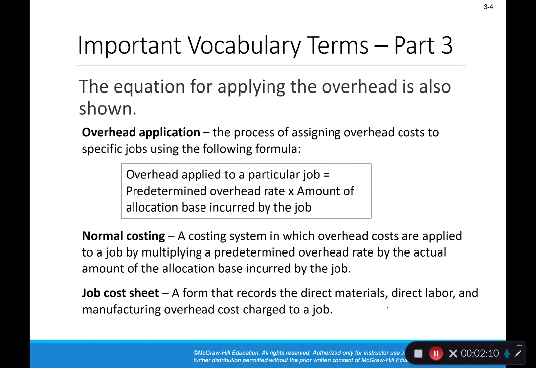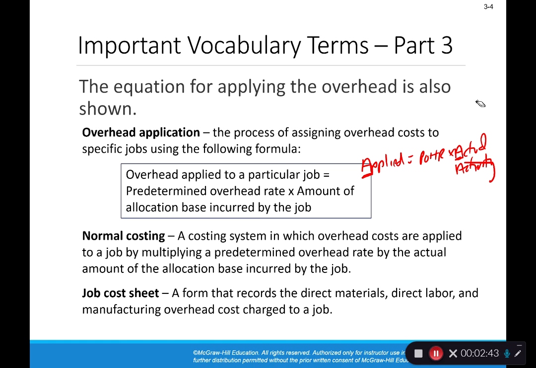The overhead application process is done by taking the predetermined overhead rate times the actual activity, which is the amount of the allocation base incurred. So I told you it's applied equals POHR times actual activity, because I like the AA. Applied uses actual activity, whereas the predetermined overhead rate uses estimates.